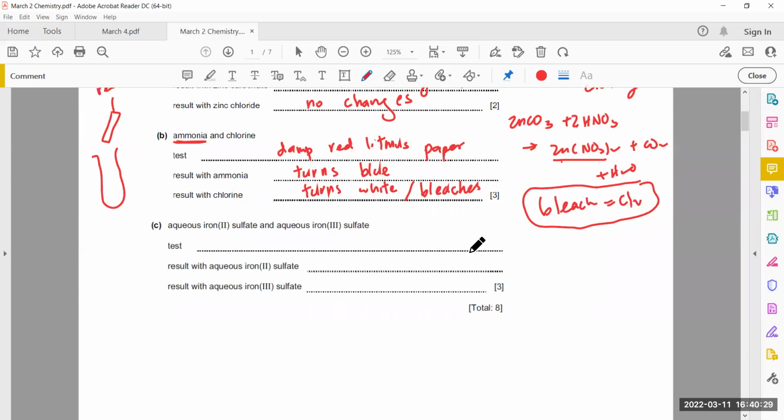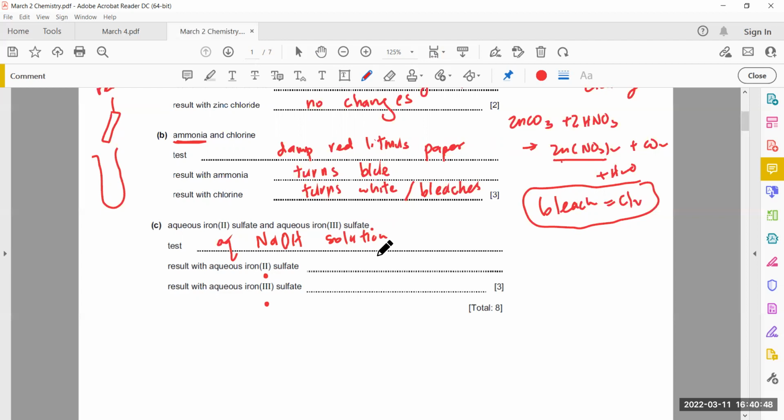Okay. Iron 2 and iron 3, what do you test with? Sodium hydroxide solution, aqueous sodium hydroxide. Okay, I just told you just now, iron 2, what's the precipitate color? And iron 3, what's the precipitate color?